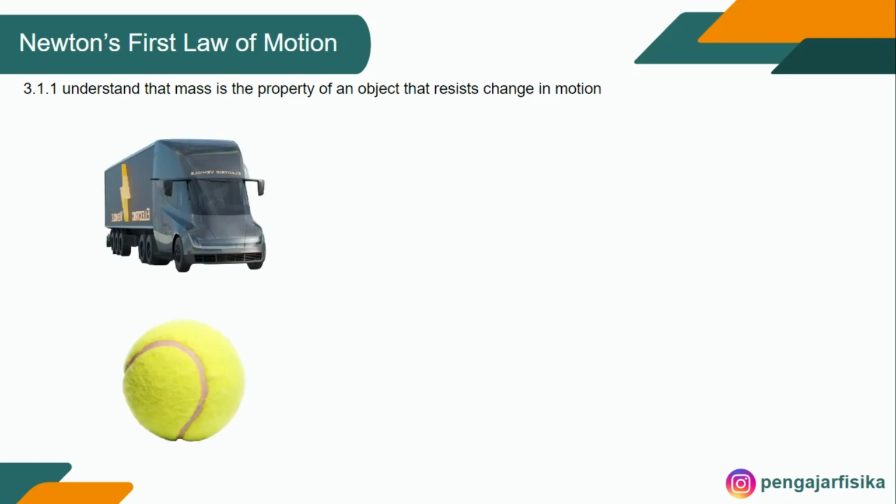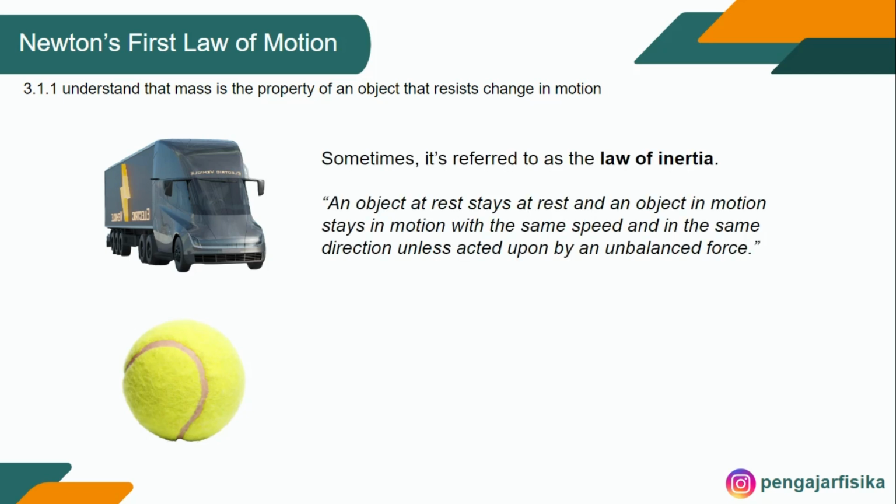Think of it this way. It's much easier to push a tennis ball than a truck because the truck has more mass and therefore more inertia. Mass is directly linked to how much force is needed to change the object's motion. Sometimes it is also referred to as the law of inertia. An object at rest stays at rest, and an object in motion stays in motion with the same speed and in the same direction unless acted upon by an unbalanced force.